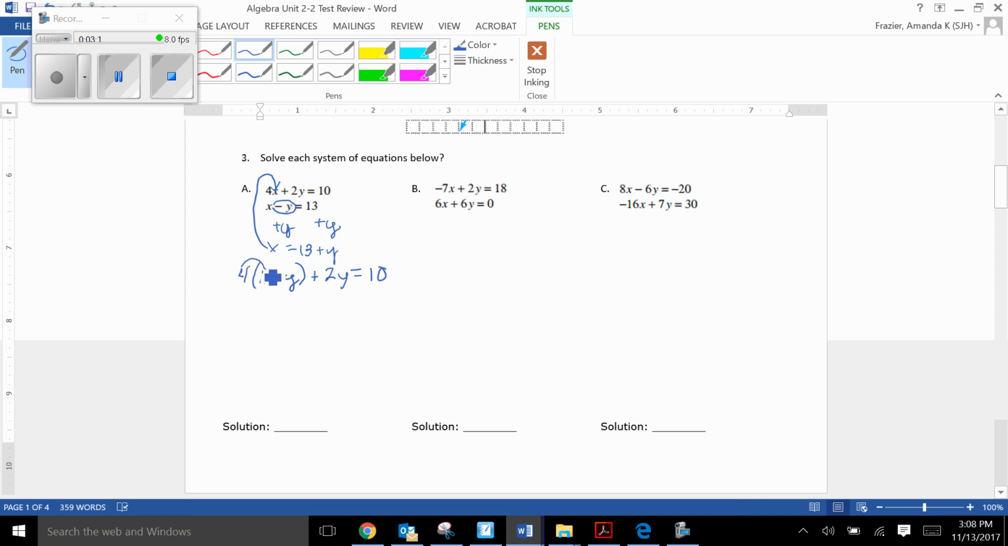Okay, 4 times 13 plus y, so I'm going to distribute this. Now I'm just solving my equation. It is 52 plus 4y plus 2y equals 10. 52 plus, now I'm combining my like terms, 6y equals 10.